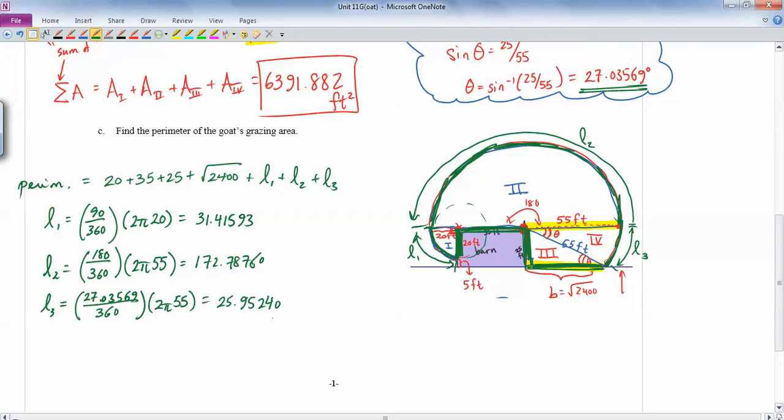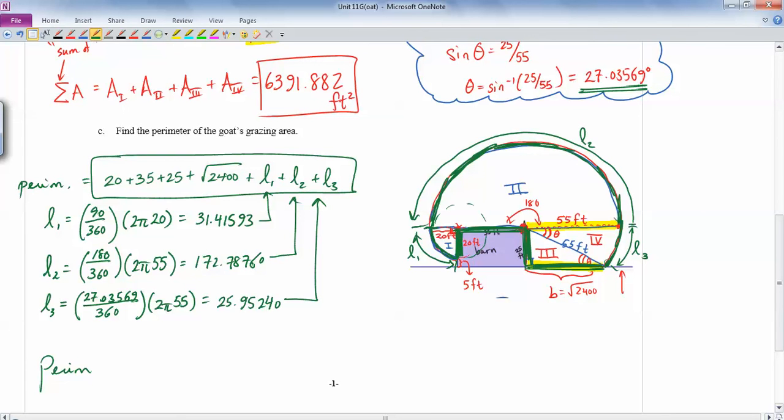Okay, so if we put L1 right there, we put L2 right here, we put L3 right there, and you add them all up, you add up all of these things, then the perimeter ends up coming out to be 359.146 feet.